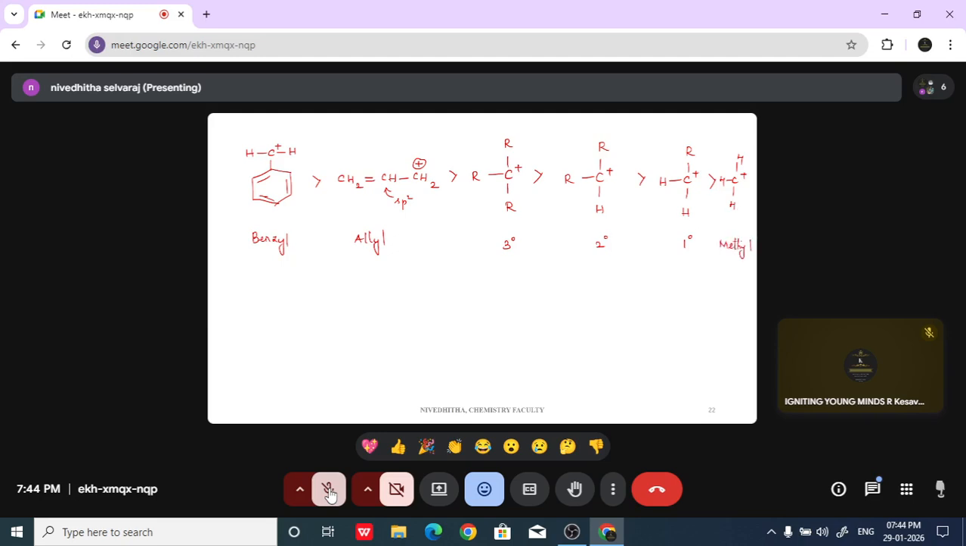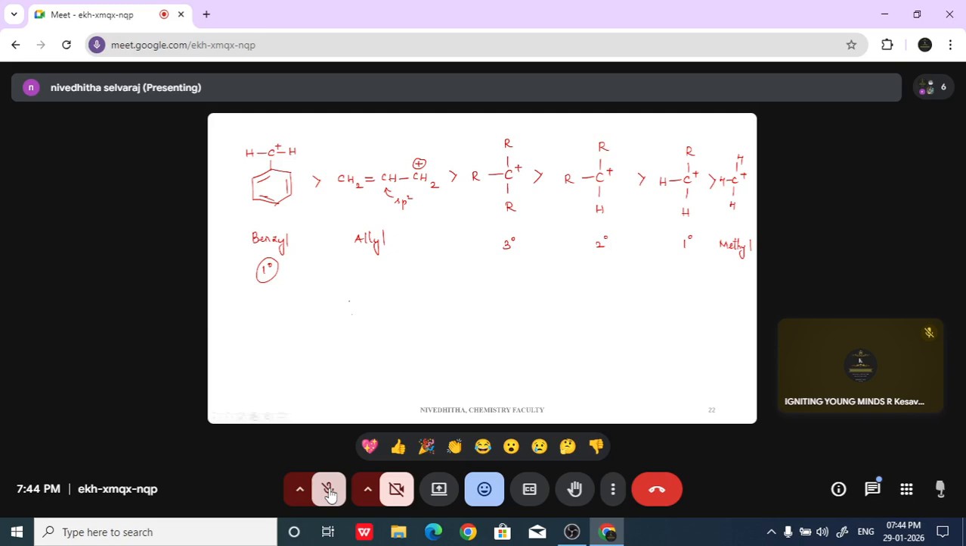This is the stability order. As far as benzyl is concerned, this benzyl group contains only one benzene ring, so this is primary benzyl. If this hydrogen is also replaced with one more benzene ring, then that is secondary benzyl. If this hydrogen is also replaced with another benzene, then that is tertiary benzyl. If the number of benzene rings increases, then stability also increases. So this is the stability order.